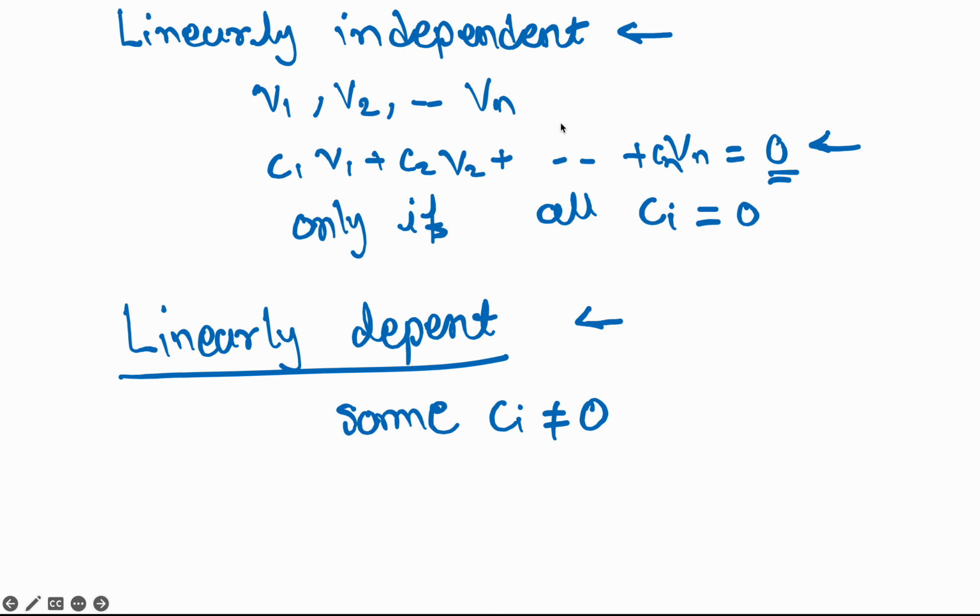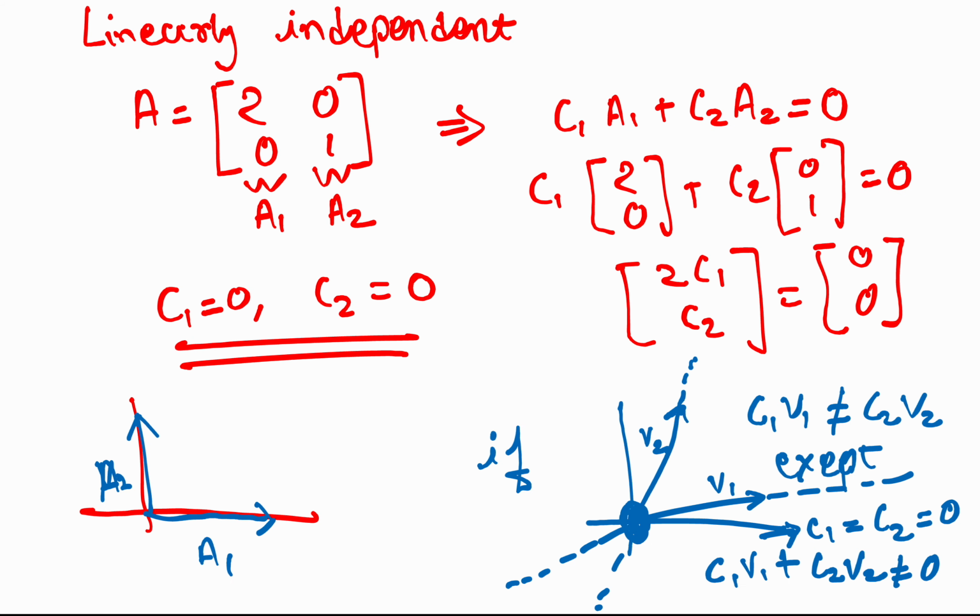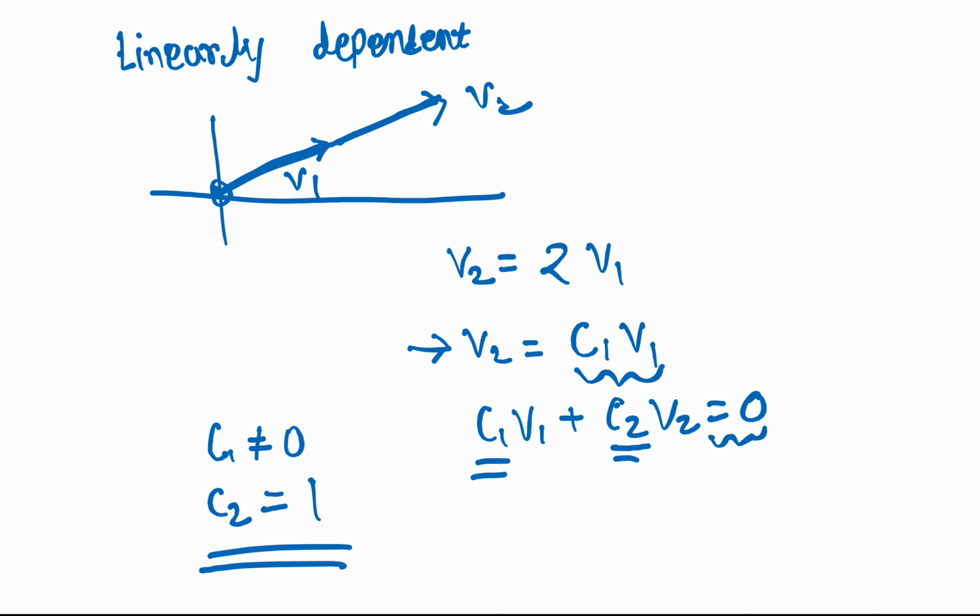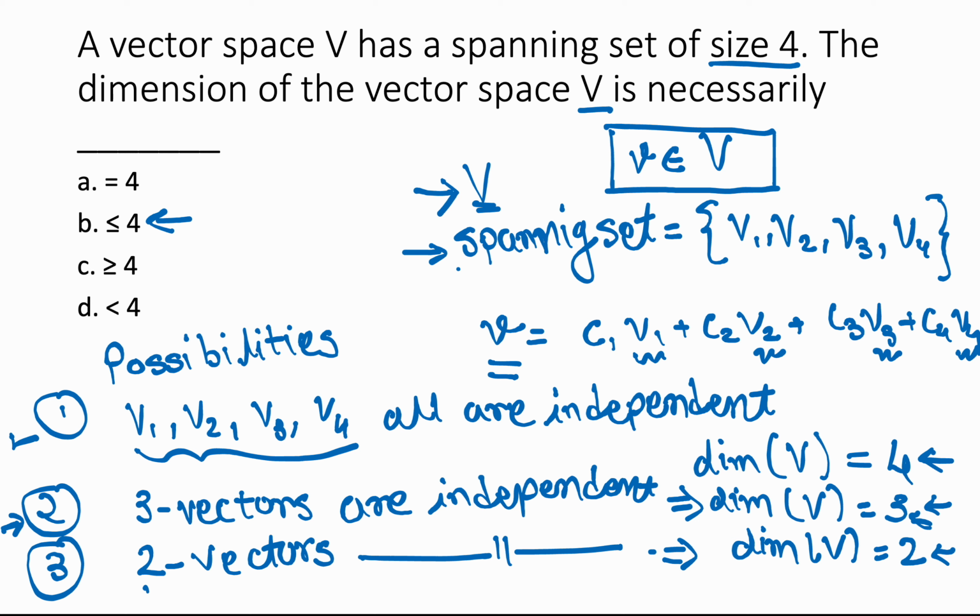Then we saw the definition of linear dependence and independence with some simple examples, and what is linearly dependent that we saw here, and then solved the question. Next we saw that we have given a vector space V, and then there is a spanning set of size 4, and then we are asked what is the dimension of the vector space.